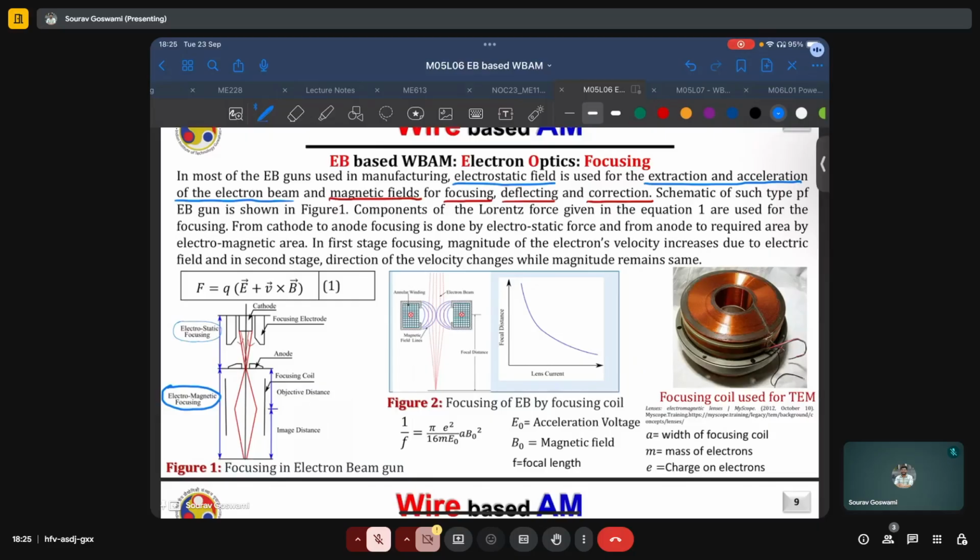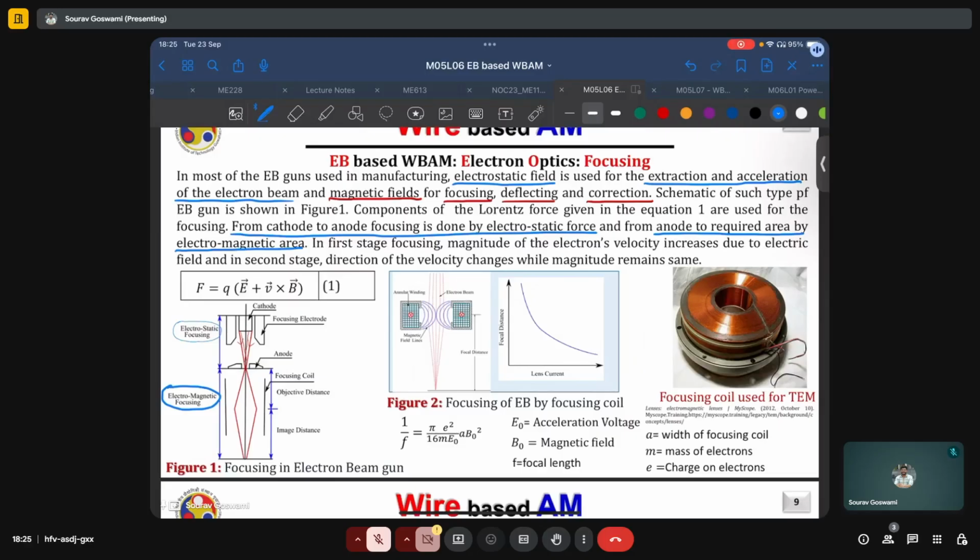From the cathode to the anode, focusing is done by electrostatic forces, and further on from the anode to the required surface, the focusing is done by electromagnetic forces.